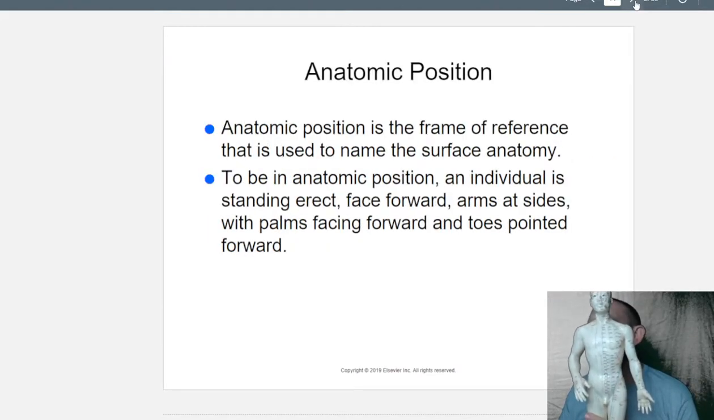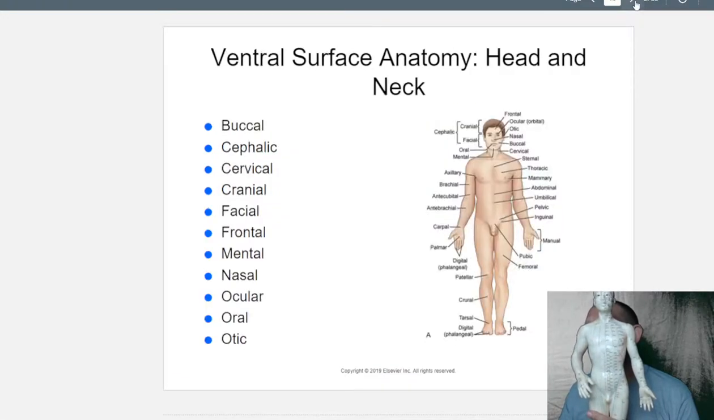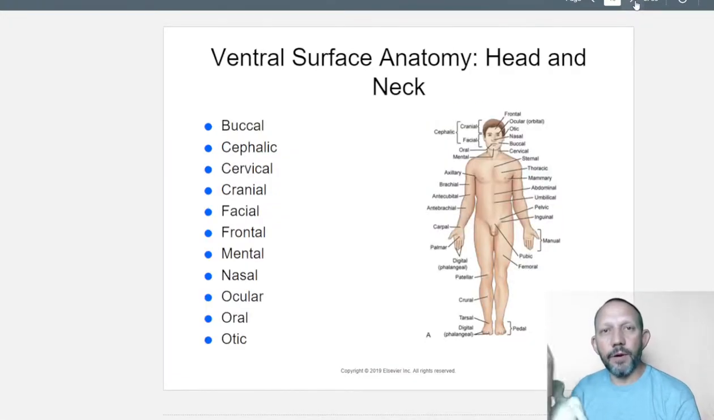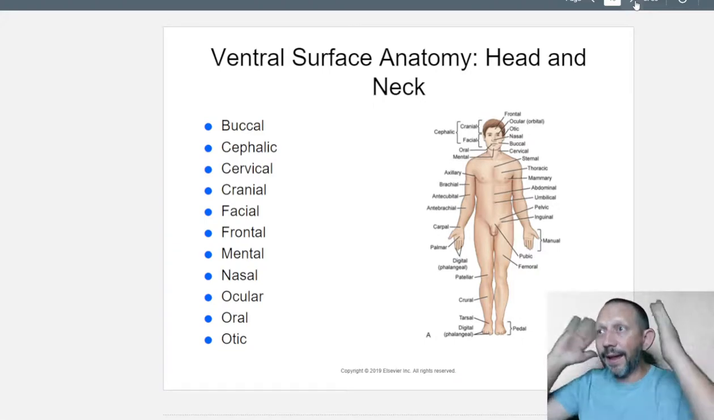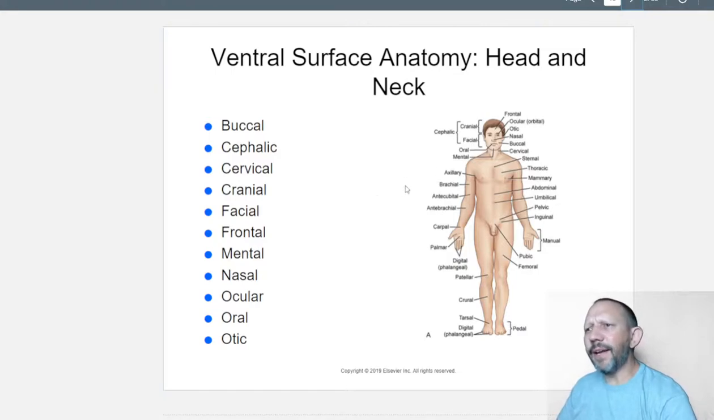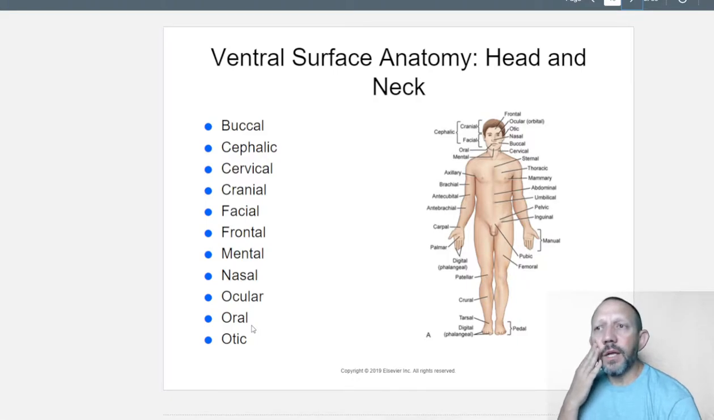We talked about this one, anatomical position. There we go, point toes. That's anatomical position, that guy right there. We can see the different areas. The ventral. Ventral means front. Dorsal means back. Head and neck. Buccal, cephalic, cervical, cranial, facial, frontal, mental, nasal, ocular, oral, otic. Go through those and rewind real quick.